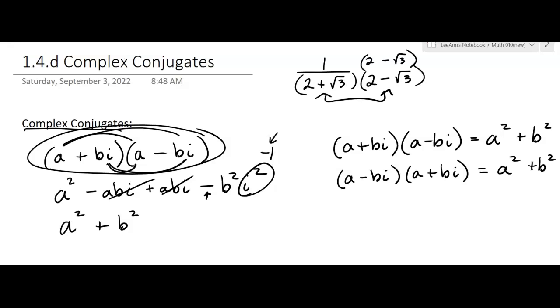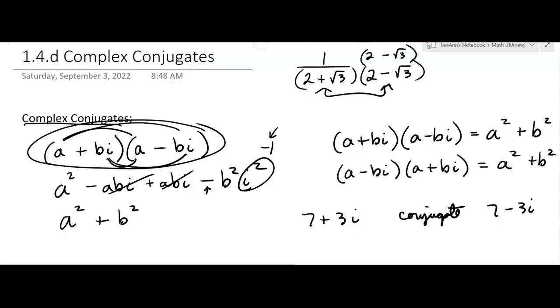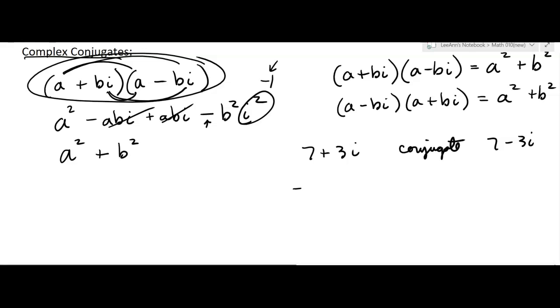Okay, so just quickly on complex conjugates. So let's say you have 7 plus 3i. Well, then the conjugate is going to be 7 minus 3i. And let's say you have negative 6 minus 2i. Then the conjugate's going to be negative 6 plus 2i. Okay?